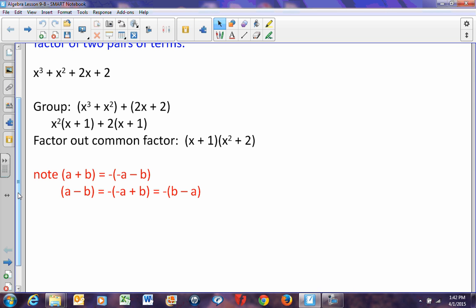Please note several things. A plus b is the same thing as saying negative, parentheses, negative a minus b, because if I ran the negative through, this would become a positive a, and this would become a positive b. A minus b is the same thing as saying negative, parentheses, negative a plus b, or negative, parentheses, b minus a. Just different ways of writing the same thing. Be aware of that, because if you don't recognize those, it will sometimes be hard to factor.